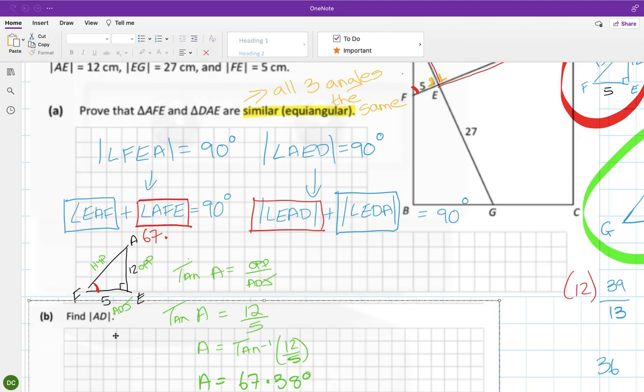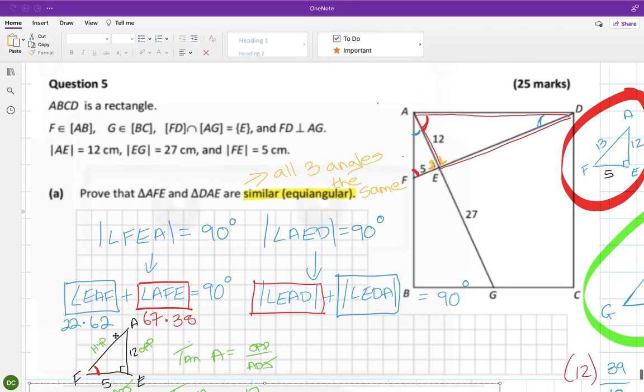So if that angle is 67.38, then I can figure out the blue angle there. If I just do 90 minus 67.38, then I'm going to get 22.62. There you go. Now if I go up to my little triangle and I put those in, the red angle is 67.38 and the blue angle is 22.62.